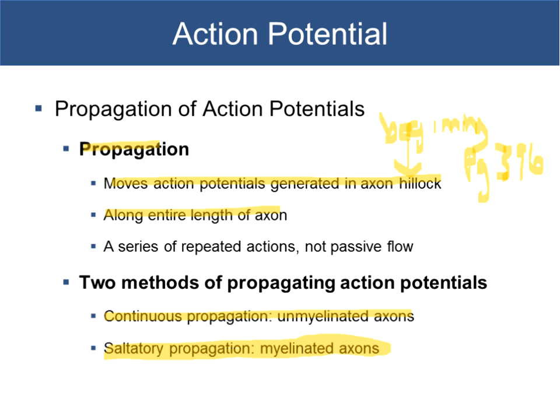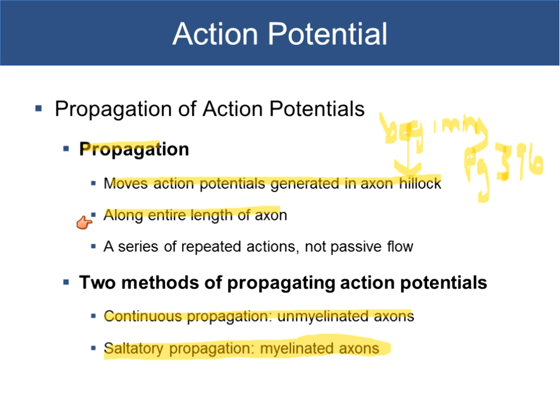So propagation of the action potential is the movement of the action potential along the axon. It starts in the axon hillock, which is the beginning of it. This is around page 396, I believe, though your page might not be the same. It starts in the axon hillock, where the gradient potential started, and moves along the length of the axon.